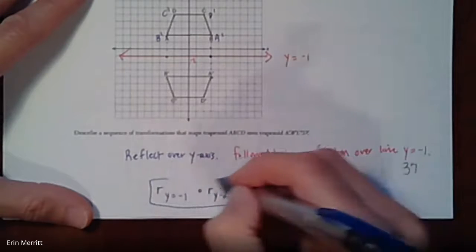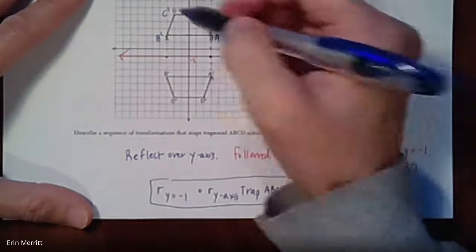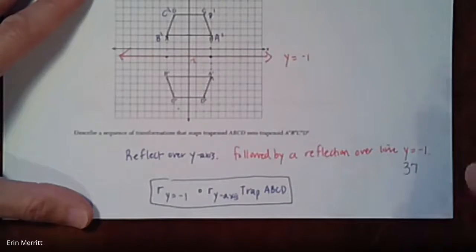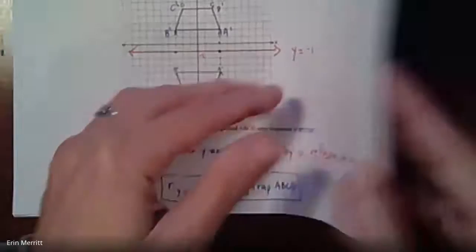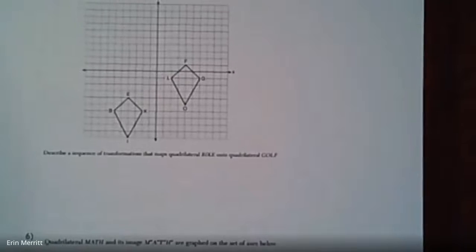Right? And then what would happen? This point would land here. This would land all the way down here. C prime all the way down there. B prime all the way down there. Cool. All right. When we get to this next page here, I'm thinking let's hold on to some of these.